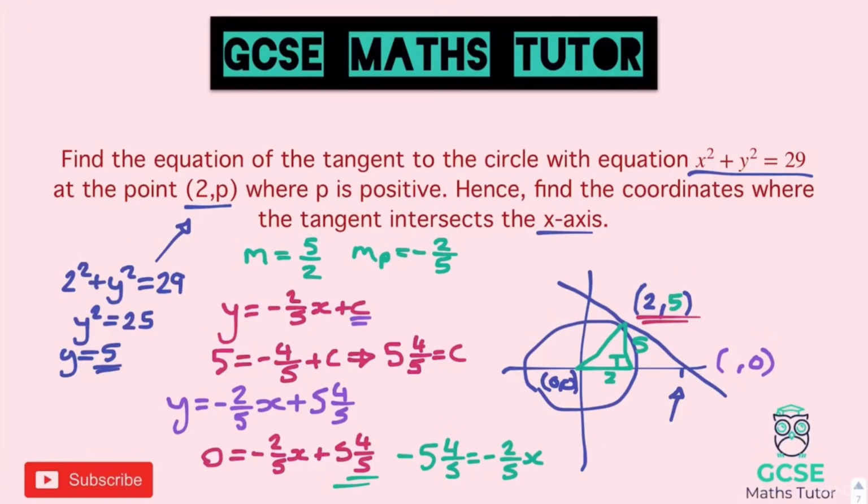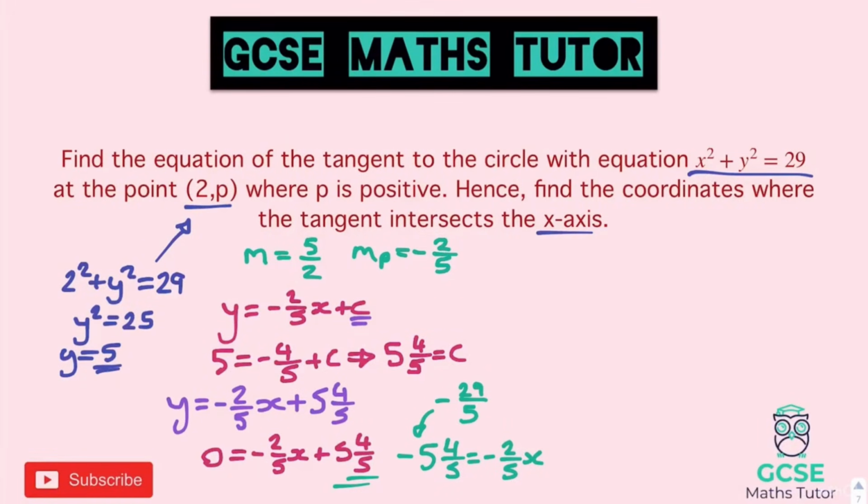So again, we can think about this one quite logically, but let's have a think about how we would go about this. Minus 5 and 4/5, if we make that top heavy, is negative 25 plus the 4, minus 29/5, and we're dividing that by negative 2/5. So let's get rid of this diagram. We're going to need a bit of space to work this out. So we have negative 29/5 divided by negative 2/5, and that's going to equal our x coordinate.